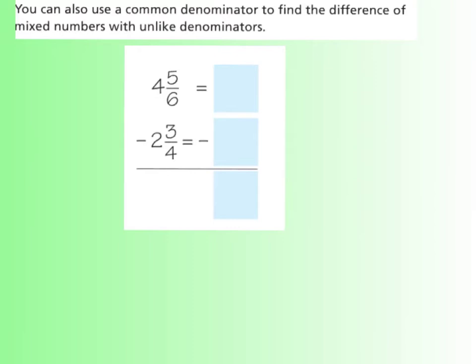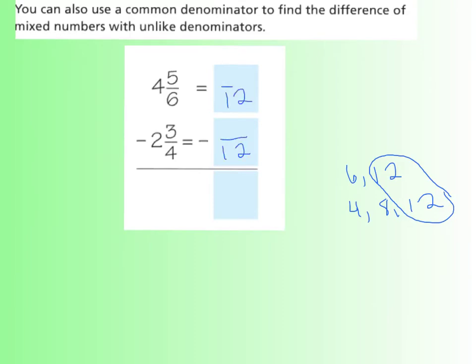Remember, to find a common denominator, we have to find common multiples. So let's list the multiples of 6. So counting by 6, 6, 12. I'm going to stop there because I know my counting numbers for 4 are 4, 8, 12. Well, the common multiple is 12. So I'm going to put my 12 here as my denominator. That's going to be my new common denominator.